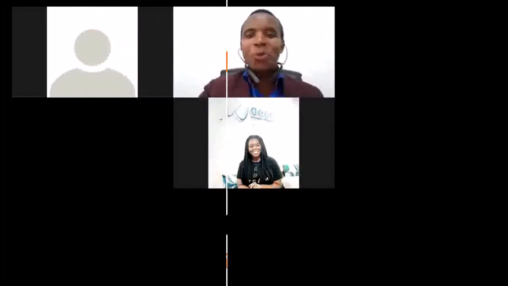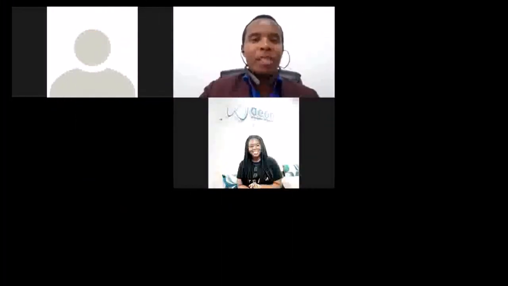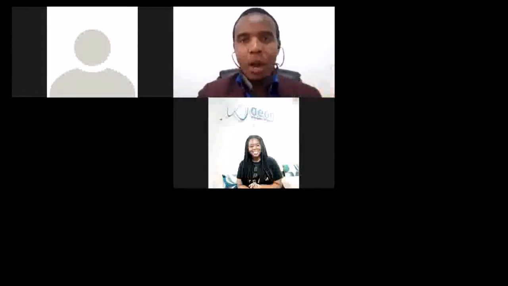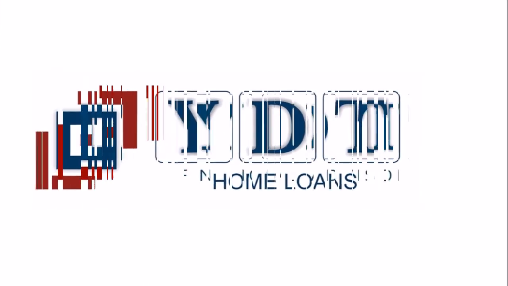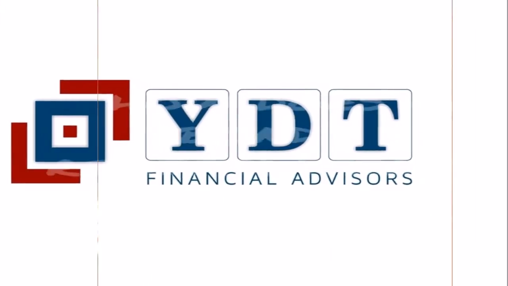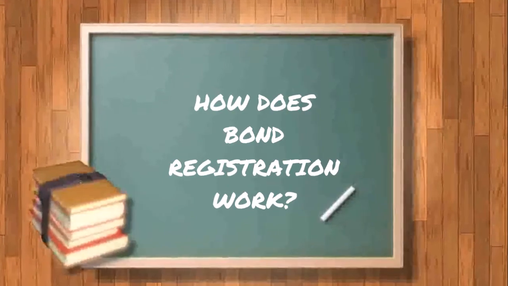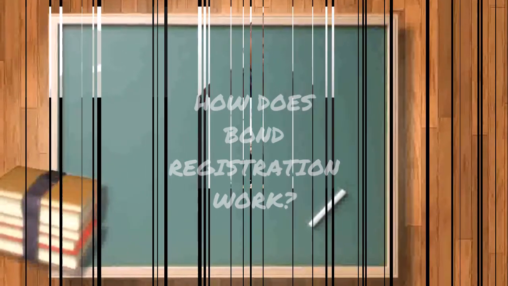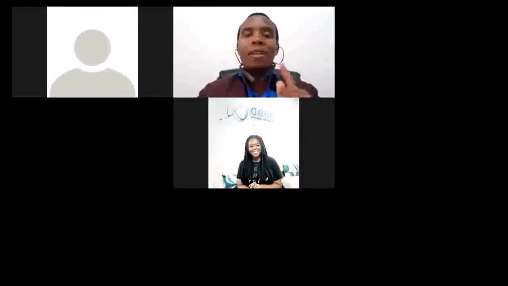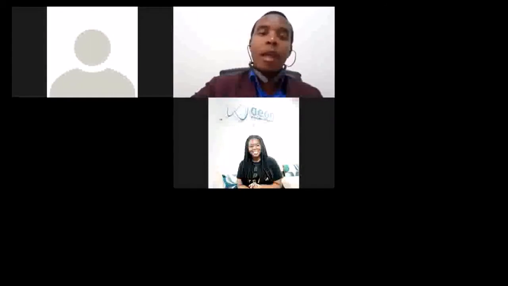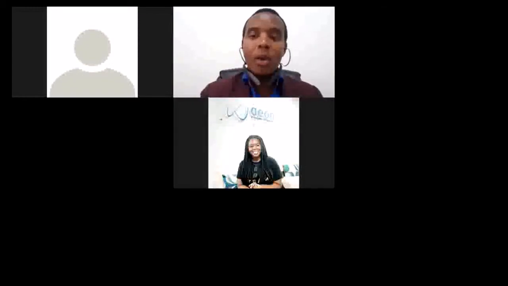Now, here goes. Now you've bought the property, you've signed the offer to purchase. Now we are getting to the transfer. Right. Now, what the bank first does is the bank must then appoint the transferring attorney, rather the bond attorney. The transferring attorney was already appointed in the offer to purchase.